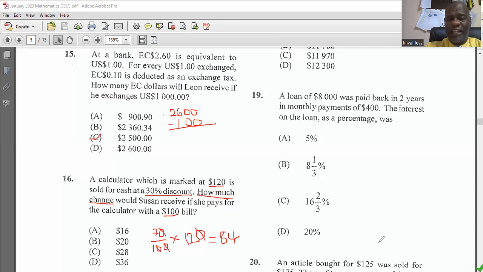But what they want us to find is the change that she's going to receive from the $100 she's paying with. All right, so $100 minus 84, so 100 minus 84 equals $16. Right? So your answer is A. Good.